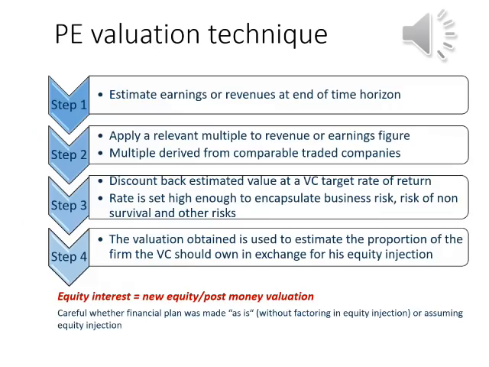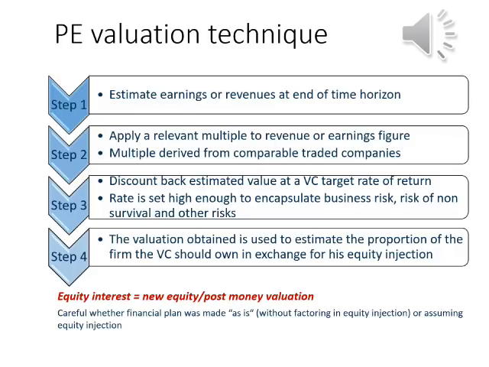Let's once again recap the PE valuation technique that we saw in the simple example a couple of slides ago. Step 1, estimate earnings or revenues at the end of the time horizon based upon a financial plan which assumes that the money that I've injected in the company has been put to work. Step 2, I apply a relevant multiple to the revenue or the earnings figure. I get this multiple from comparable companies, just as I would in a normal relative valuation exercise. Step 3, I discount back this value at my target rate of return as a PE fund manager.